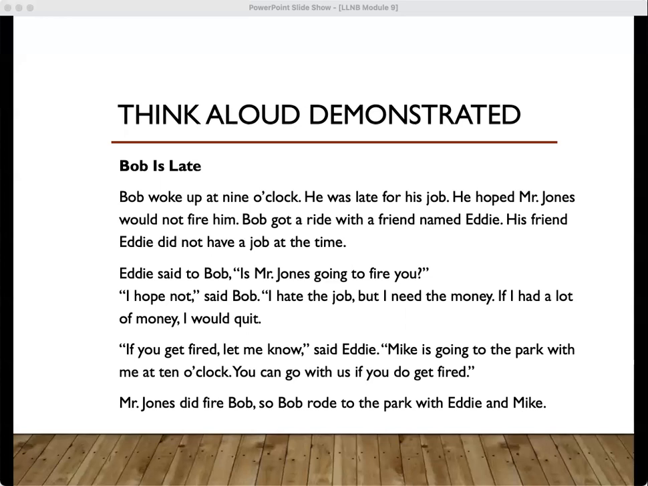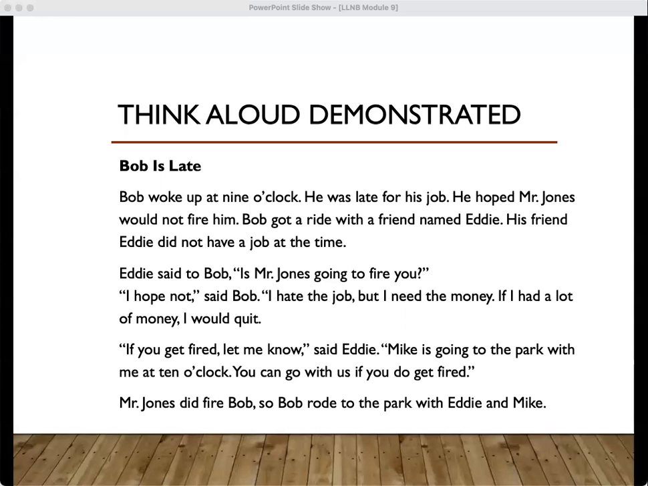He hoped Mr. Jones would not fire him. Okay, I guess the effect that Bob is concerned about is that he might get fired. From my own experience, I know that you can get in trouble for being late, but getting fired for your first time late seems a little extreme to me. Bob might just worry a lot. I'll have to continue to read to see what happens.